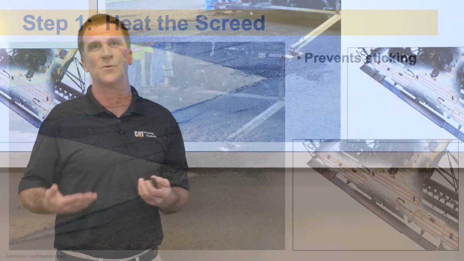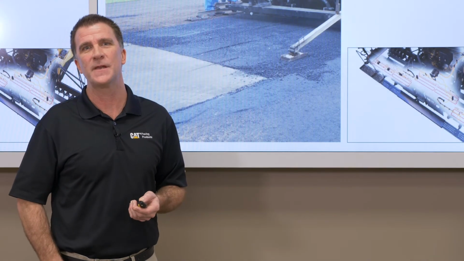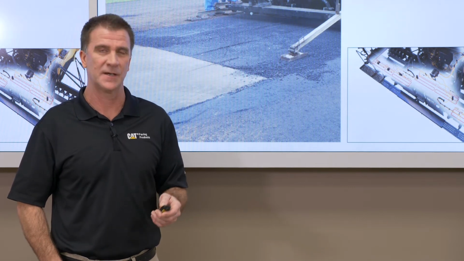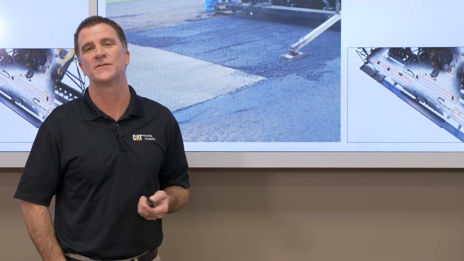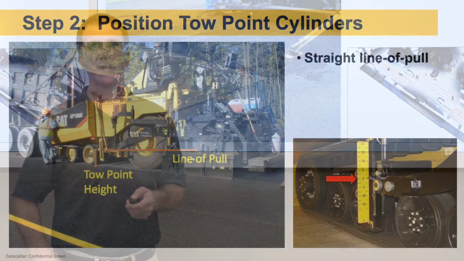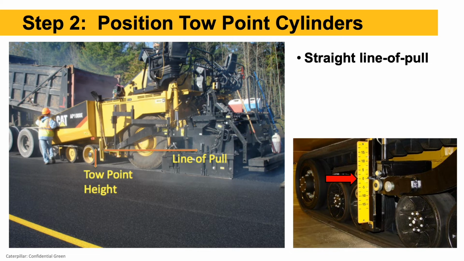We do that while the screed is off the ground, up in the air, maybe 6-8 inches off the ground, to minimize the screed from cooling off due to wind and other things. So screed's in the air, we turn the screed heat on. Step 2, position our toe point cylinders.